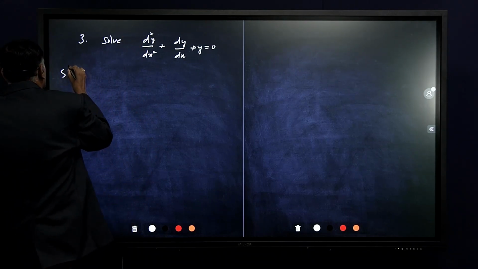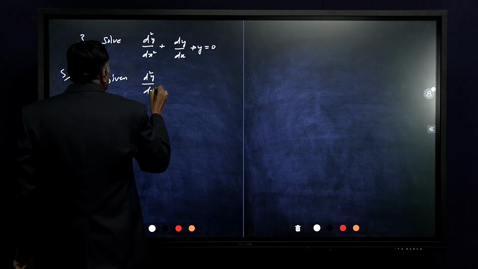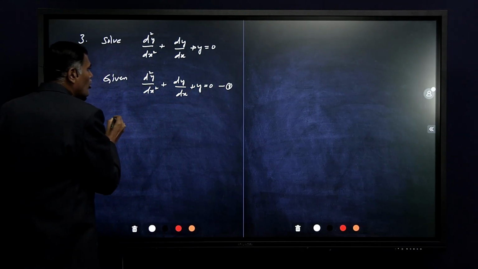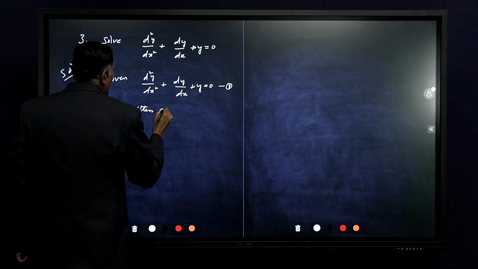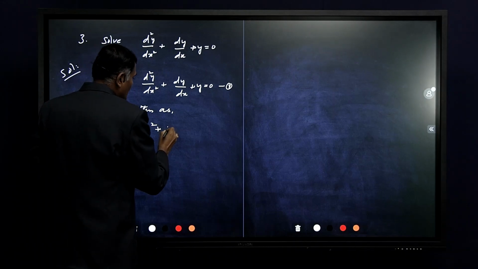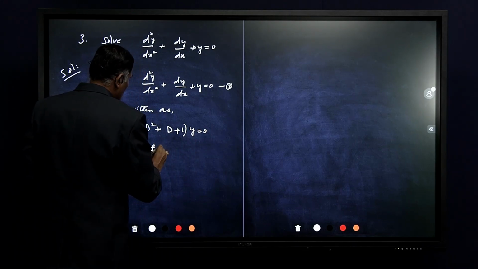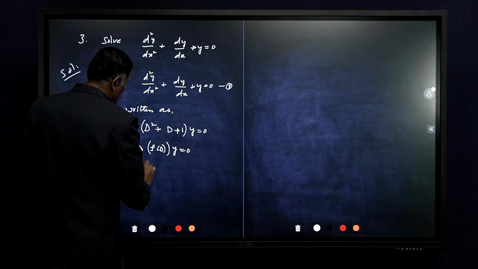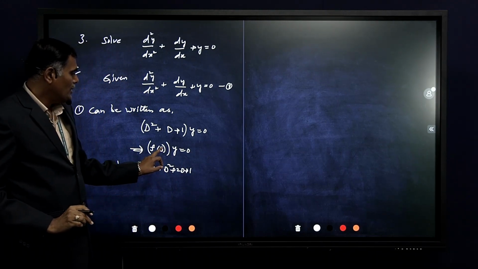Now let us solve this one. First write down the given DE. This is the given DE. Write this DE in operator form. I am writing the given differential equation in operator form like this. In place of d square by dx square, I am writing capital D square. In place of d by dx, I am writing capital D, into y equals to 0. Now this is nothing but f of D into y equals 0. Where f of D is nothing but D square plus D plus 1.